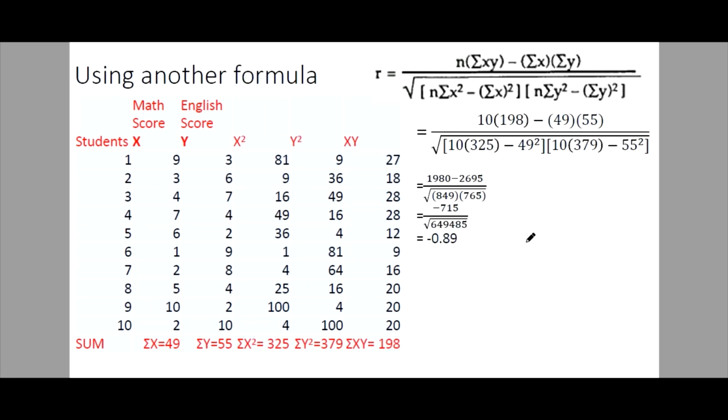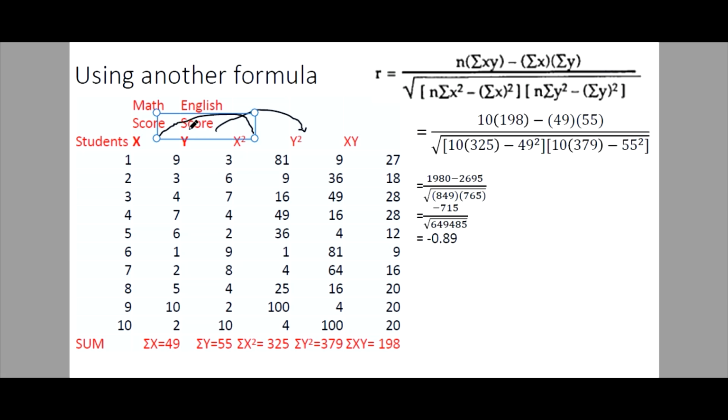So we have this formula, another formula. So we'll be needing x squared, y squared, and xy. So for the x squared, you just square this column. 9 squared is 81, 3 squared is 9, 4 squared is 16, 7 squared is 49, and so on. Next, for this column, take the y squared, or the square of this y column. We have 3 squared is 9, 6 squared is 36, 7 squared is 49, 4 squared is 16, and so on.